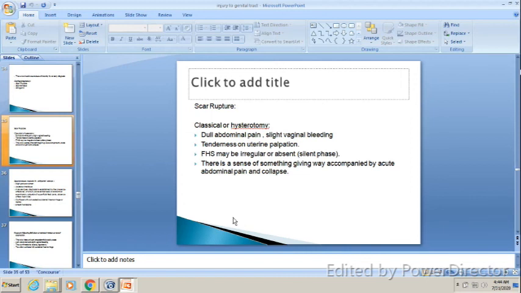So scar rupture, classical or hysterectomy. What are the symptoms you will get when there is a classical or hysterectomy scar rupture? Dull abdominal pain, slight vaginal bleeding, tenderness on uterine palpation, fetal sound may be irregular or absent. There is a sense of something giving way accompanied by acute abdominal pain and collapse.